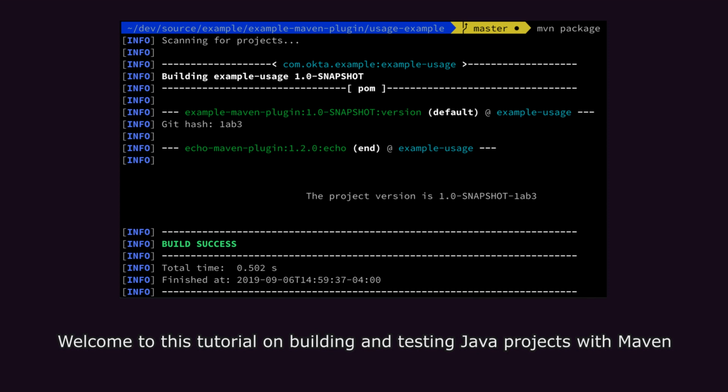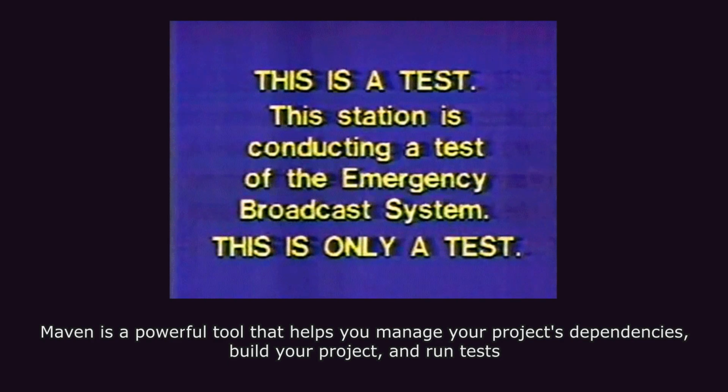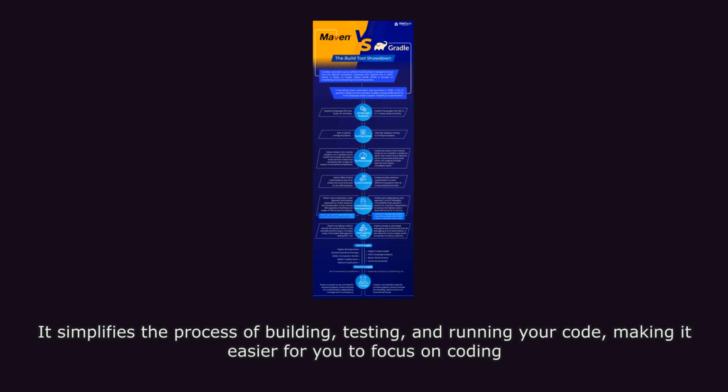Welcome to this tutorial on building and testing Java projects with Maven. Maven is a powerful tool that helps you manage your project's dependencies, build your project, and run tests. It simplifies the process of building, testing, and running your code, making it easier for you to focus on coding.